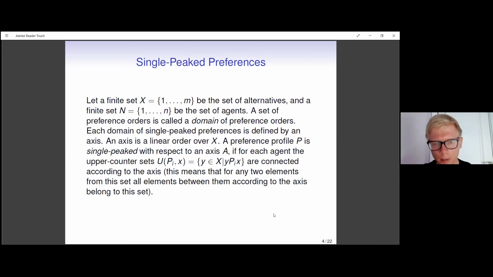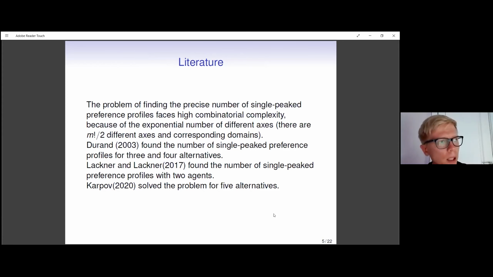So we have a line, and each upper contour set of each agent is an interval of this line. Our top alternative is one, our two top alternatives are two neighboring alternatives, three top alternatives form an interval, and so on. So we define single-peaked preferences in such a way. And the main task is to find the exact number of single-peaked preference profiles.